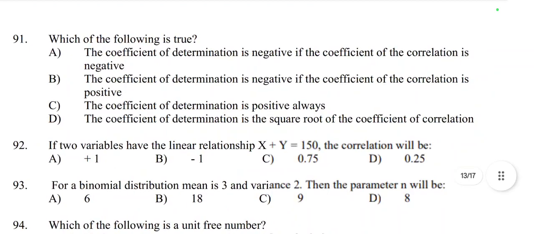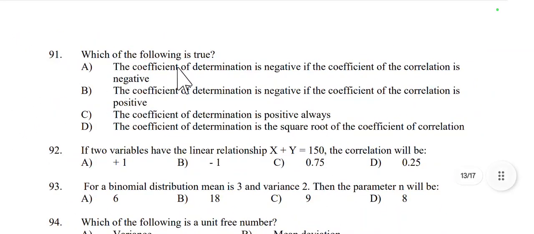Then question number 91. Which of the following is true? First one is the coefficient of determination is negative if the coefficient of correlation is negative. No. The coefficient of determination is negative if the coefficient of correlation is positive, and the coefficient of determination is positive always, or the coefficient of determination is square root of the coefficient of correlation.